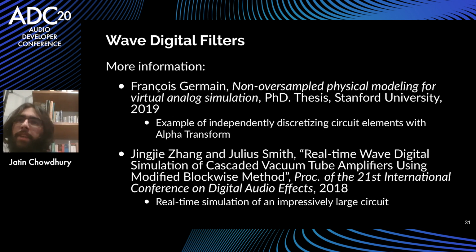For an example of the independent discretization that I was talking about, Francois Germain in his thesis has an example of discretizing circuit elements with this thing called the alpha transform. Basically, he discretizes every element in the circuit with a different transform and shows how, for some circuits, you can get a much more accurate simulation that way.